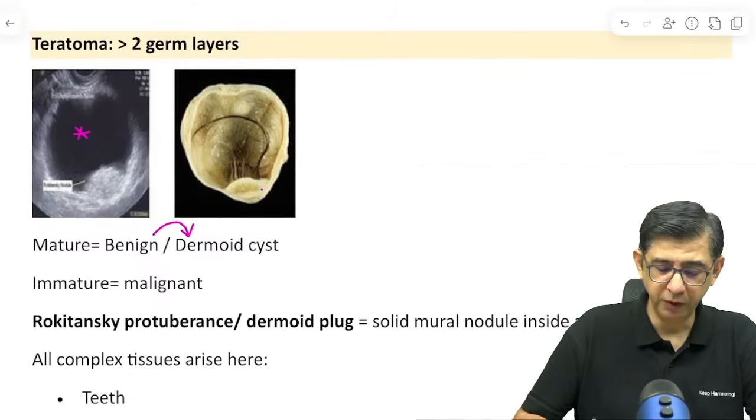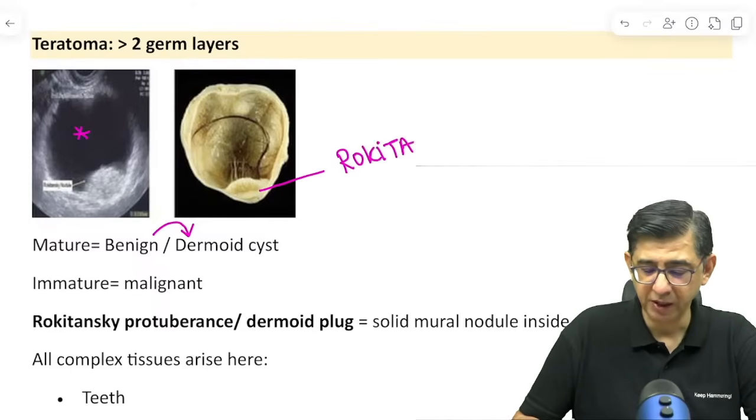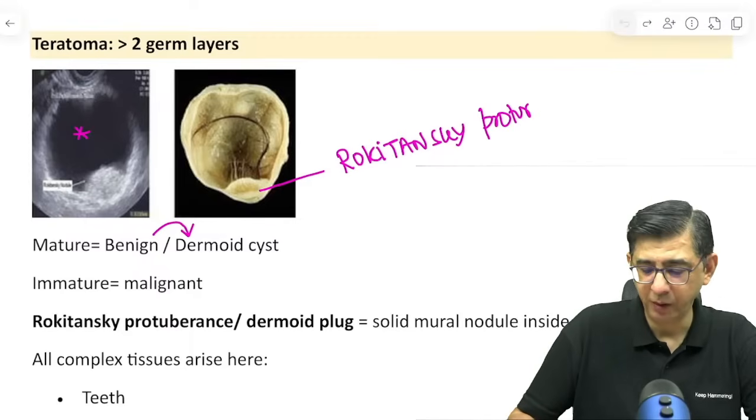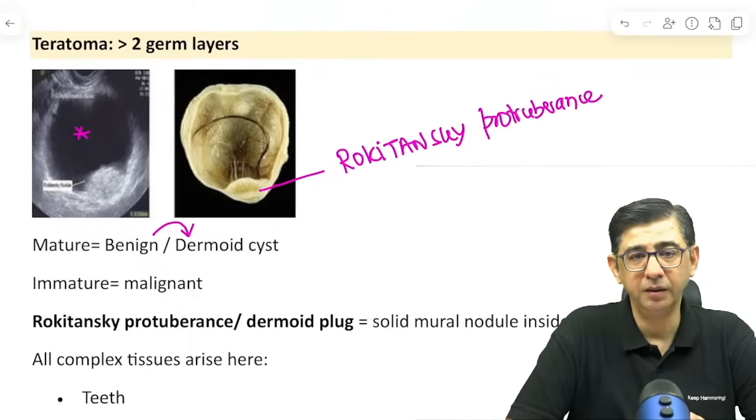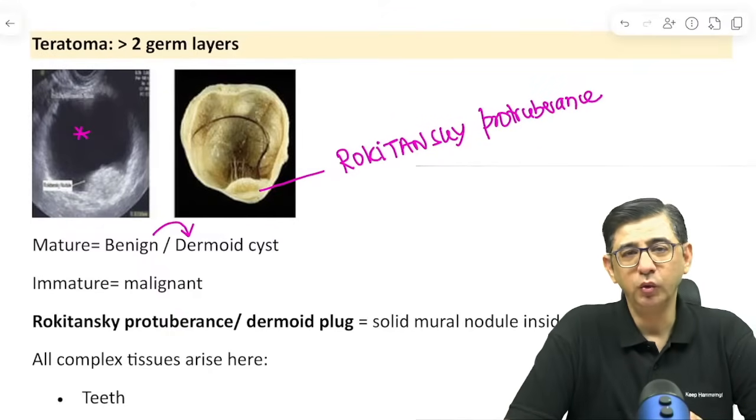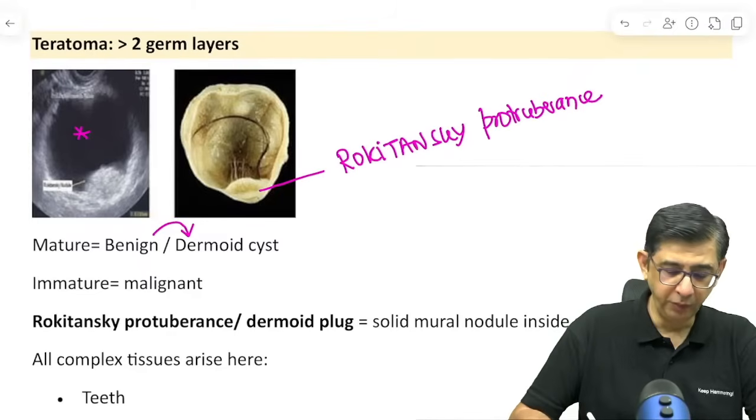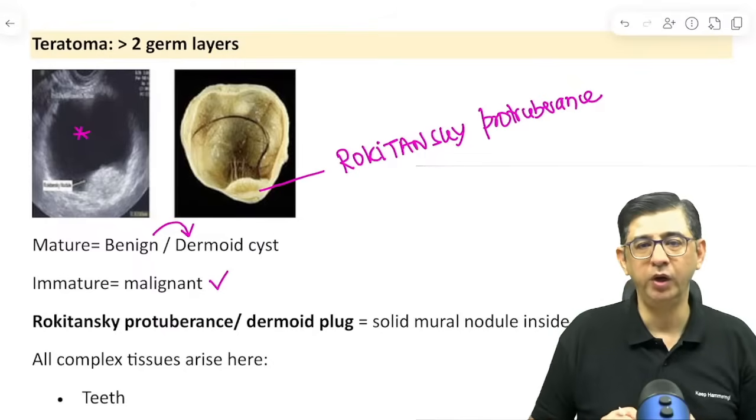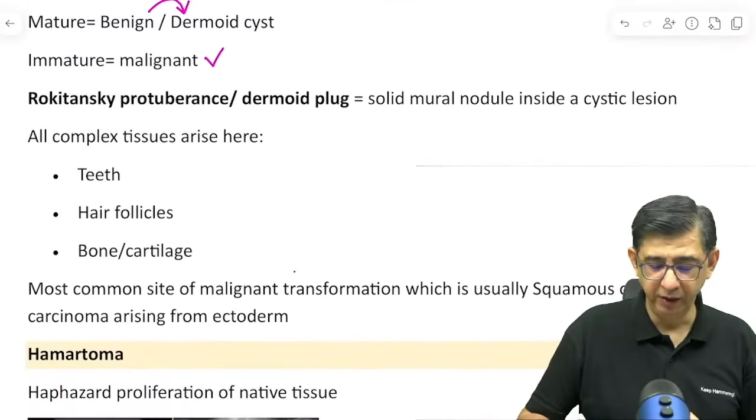But here, what we see is a protuberance, which is called the Rokitansky protuberance, and this Rokitansky protuberance is where the problem could be hiding. What I mean by the problem hiding is that what is present here could be a malignant growth as well. So the image is a spotter. Dermoid cyst, teratoma is super easy for anybody to identify. But what I wanted to bring to your attention is the malignant potential that it could be exhibiting. That's a solid mural nodule inside a cystic lesion, and the usual site of malignant transformation as well.